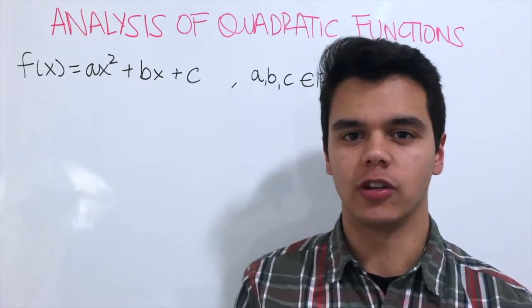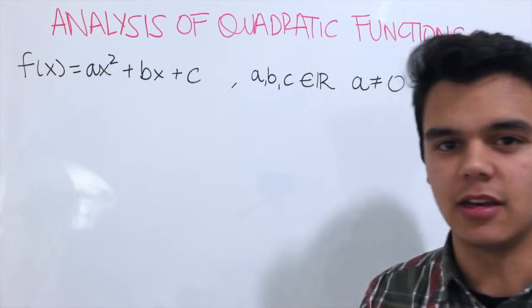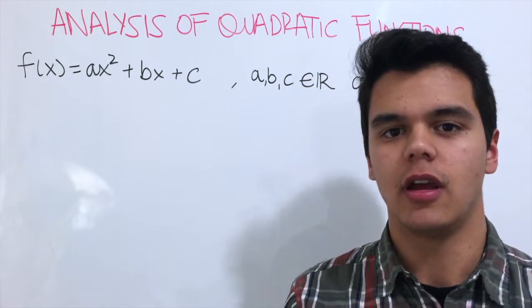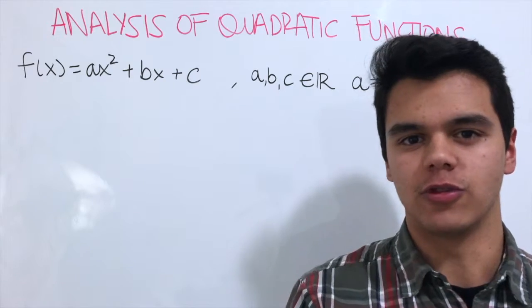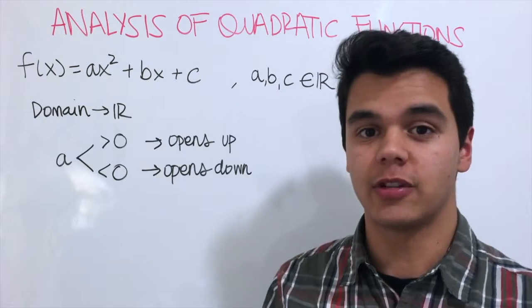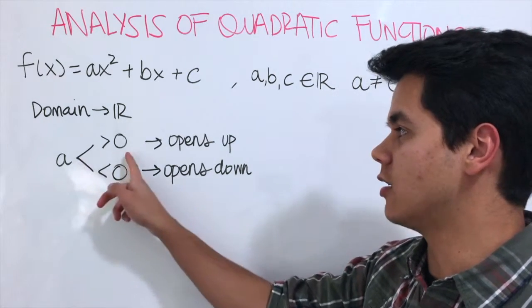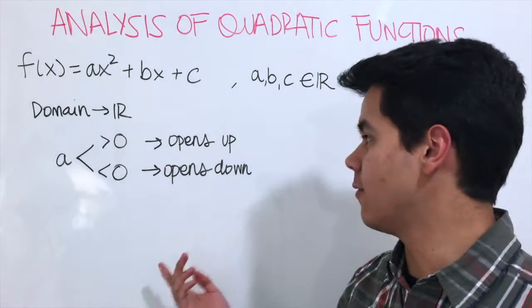So all the quadratic functions have the form ax squared plus bx plus c, with a, b, and c existing in the real numbers, and a cannot be equal to 0. The domain of all the quadratic functions is all the real numbers. There's something very particular about the quadratic functions. It is the fact that if a is positive, it opens up, and if a is negative, it opens down.